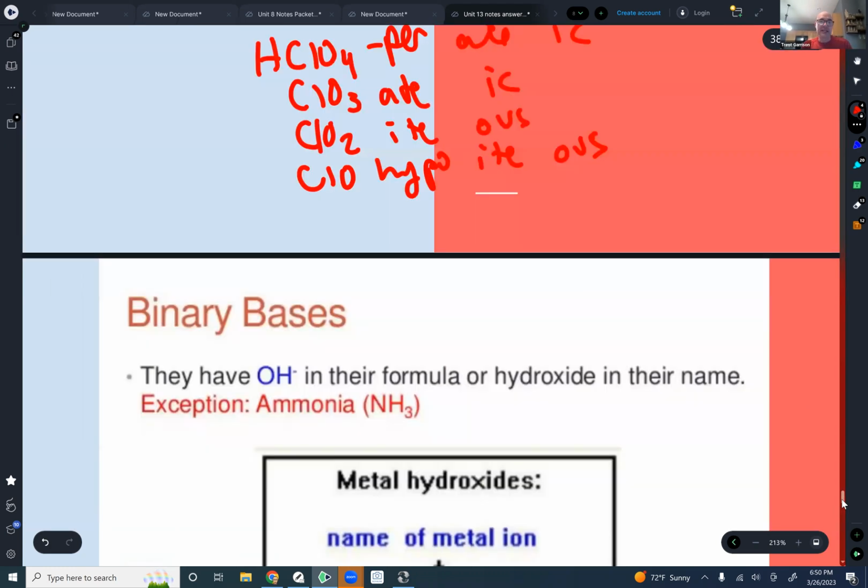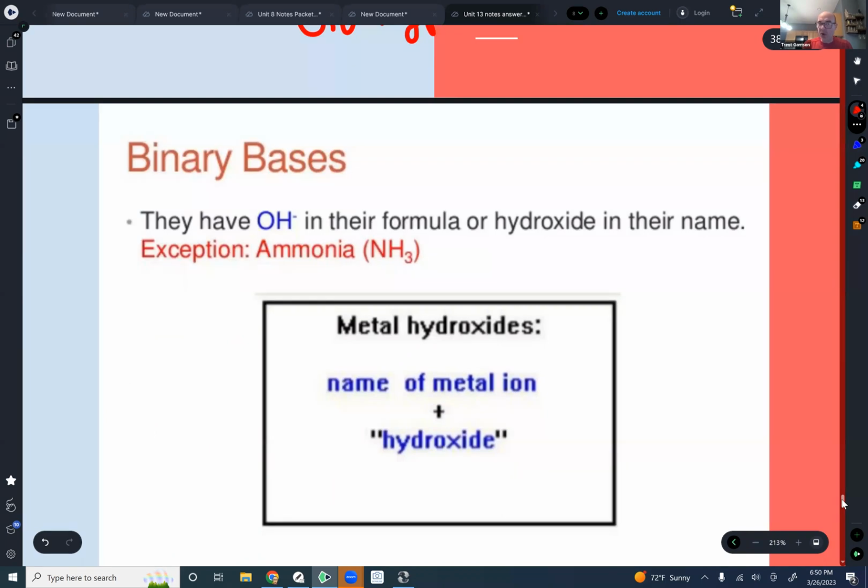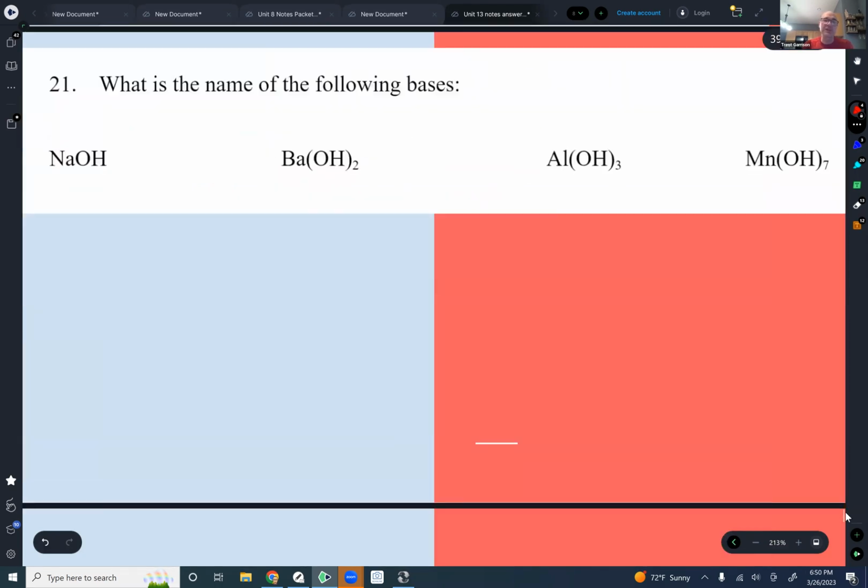Okay, now bases, they all end with OH. So they all have the suffix hydroxide. It is a polyatomic ion of its own. So these are very simple to name. You just put the name of the metal first. So this is sodium hydroxide, barium hydroxide, aluminum hydroxide.